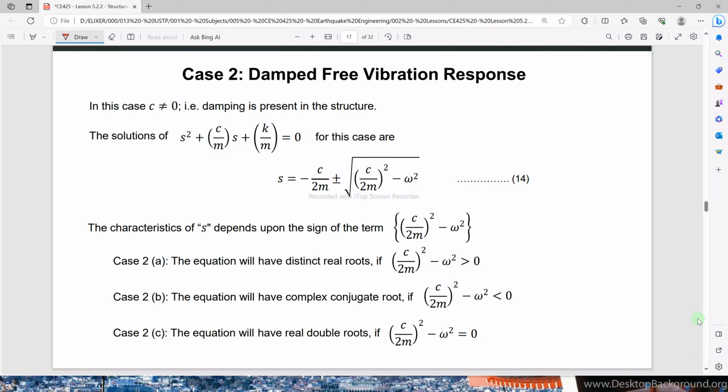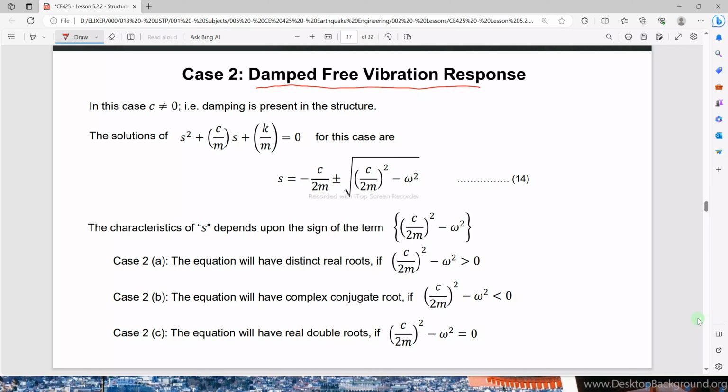In our previous discussion, we tried to discuss the equation of motion of an undamped free vibration response of a single degree of freedom system. So now we will be considering the damped free vibration response. So again, a free vibration response.